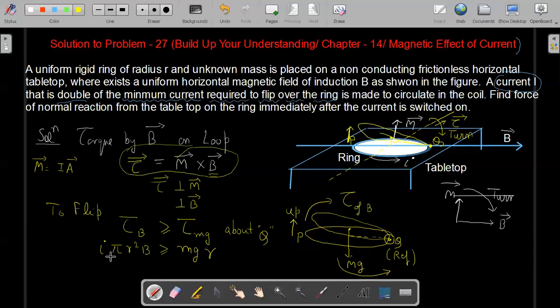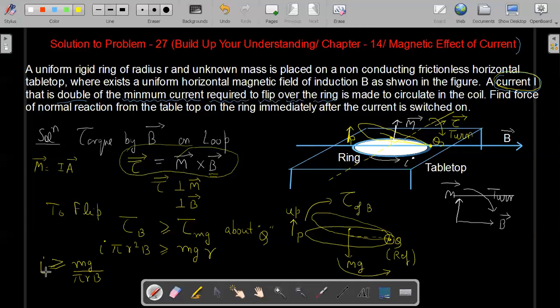So it will give you small I, which is the current at which the ring will flip. This is more than or equal to mg over pi r b. So the minimum current to flip is mg divided by pi r b, and in this problem the current flowing in the ring is double of that. Here a current of capital I is flowing, but this current capital I is double the current corresponding to which the ring flips.